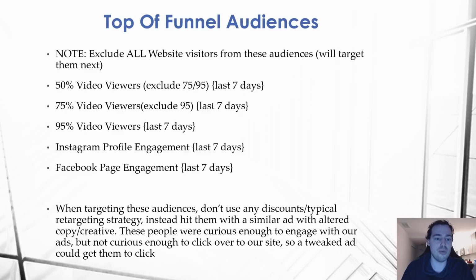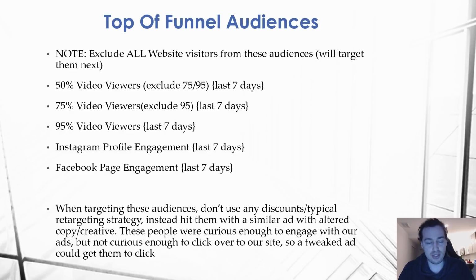And then also we're going to exclude people that viewed 75% of the video, or 95. I put 75/95, but obviously if you exclude 75% video viewers, that's automatically by default going to exclude 95% video viewers. So what you would do is exclude anyone that visited the website, exclude anyone that viewed 75% of the video, and we're also going to set it to where these are only people that performed this action in the last 7 days, because we want people that are really hot, really fresh.